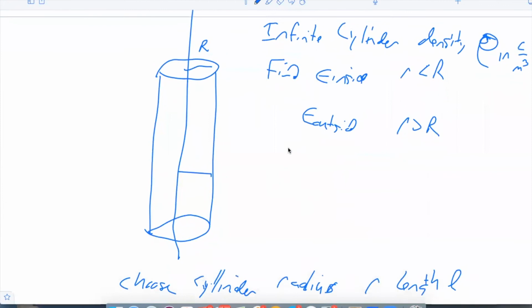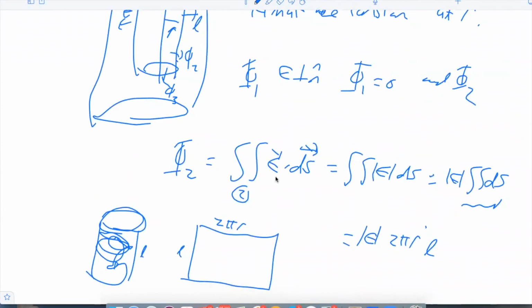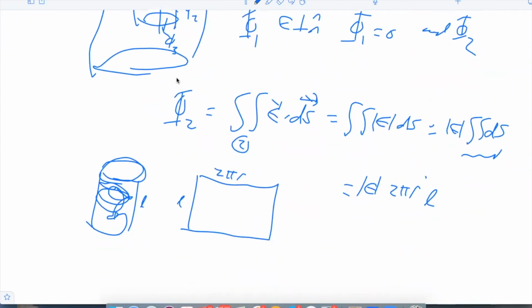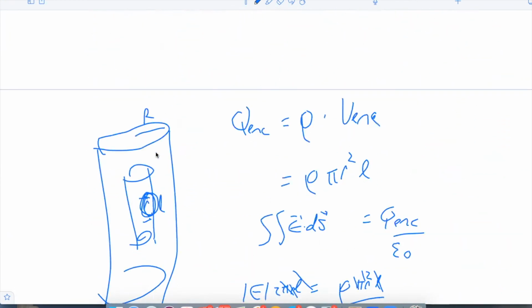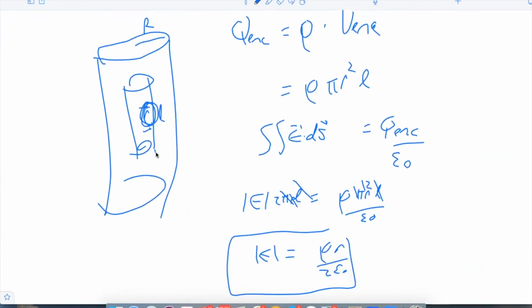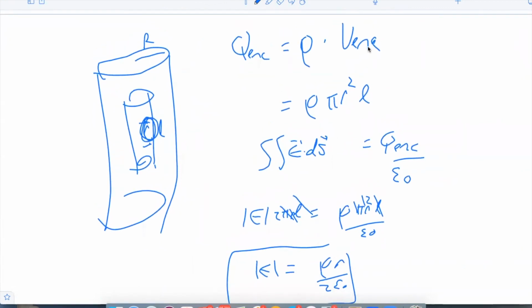I think we were in here. So we had inside here, and we had an electric field that goes up like r. So our volume enclosed was the volume inside here. That was pi r squared L. It's the volume of a cylinder times rho.